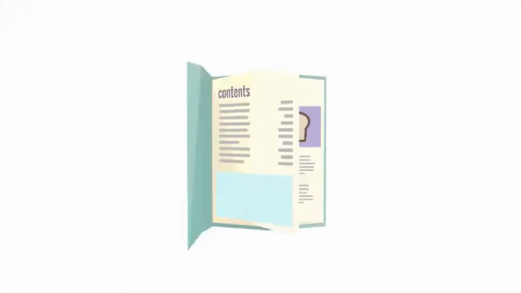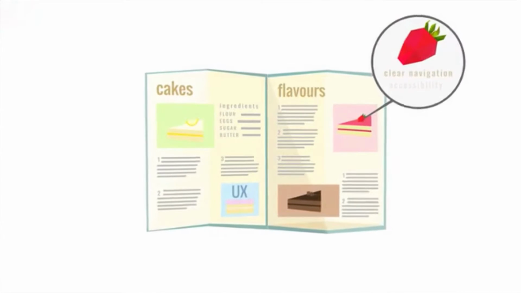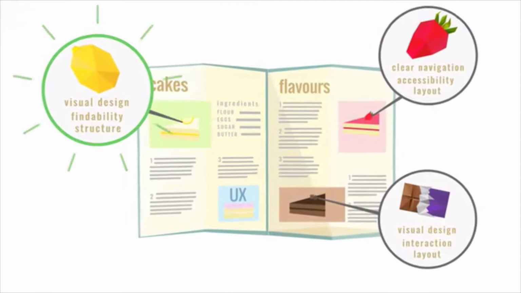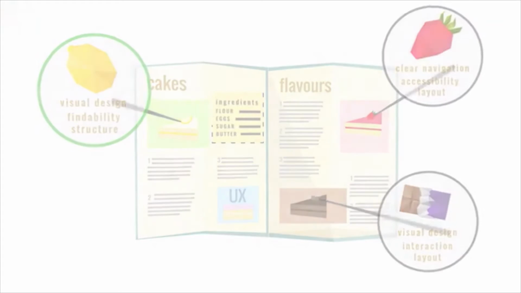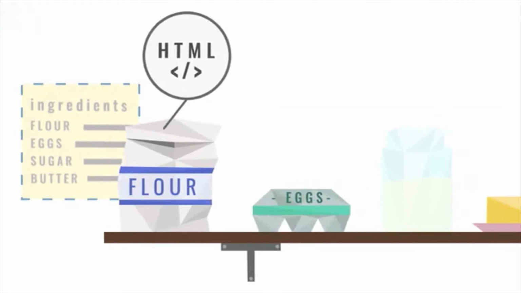First things first, you need to select the right recipe for your website. It's all about identifying the flavour your customer might want. A good tasting cake can be seen as a good user experience. The key ingredients of your website are content, which are displayed through HTML.